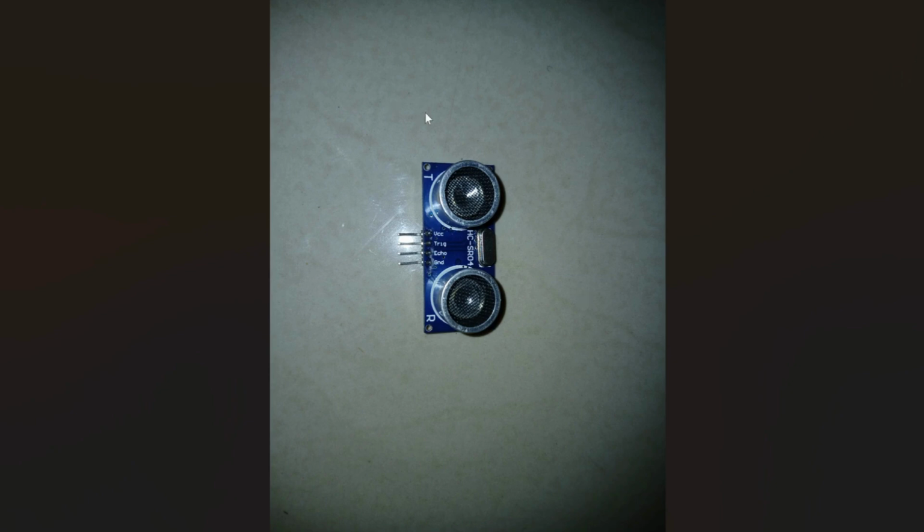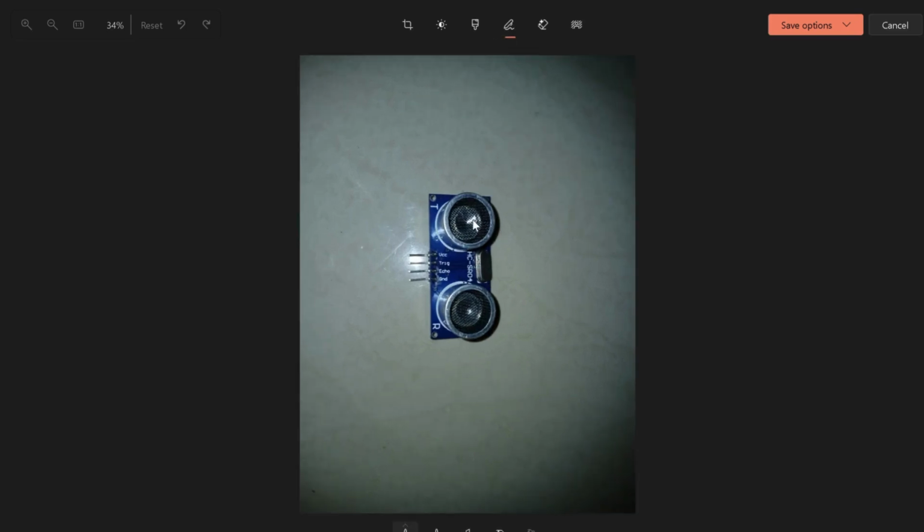This is a sensor. To be more precise, it is called an ultrasonic sensor. It has two big cylinders. What do these two do? This one is called a transmitter and this one is a receiver. So this transmitter transmits sound waves, and I'd like to show you by drawing it like this.